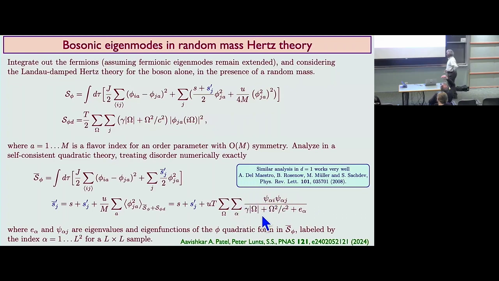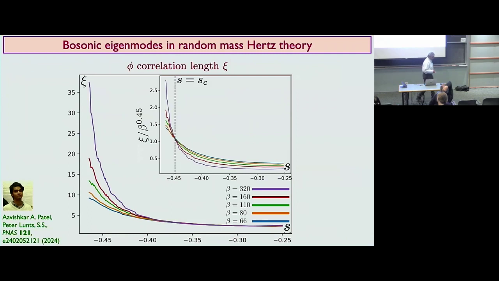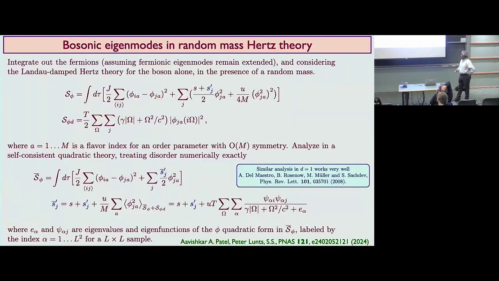Okay, so Avishkar essentially using some fancy GPUs solved this in rather large samples, and I'll just show you the results. So, for example, you can measure the correlation length of the boson as a function of the coupling S, and you see this very nice crossing point telling you that there's a quantum critical point right here. Then you can sit at this quantum critical point and look at the structure of these eigenfunctions. So these psi's are the eigenfunctions, sorry for the incorrect notation. Psi is the eigenfunction of the boson propagator. No, it's not the fermion.